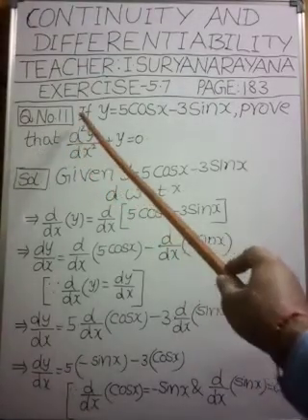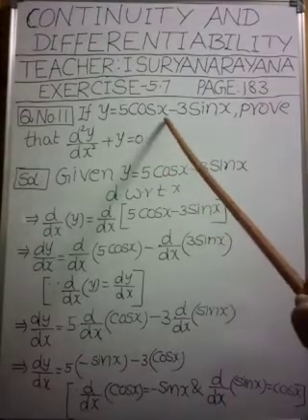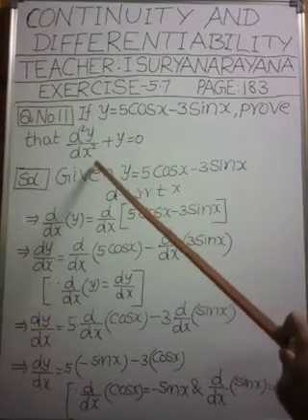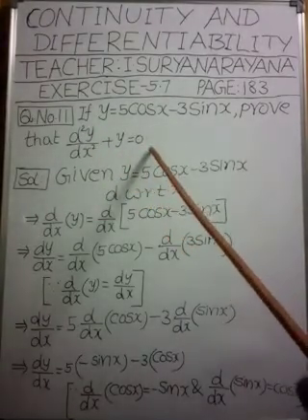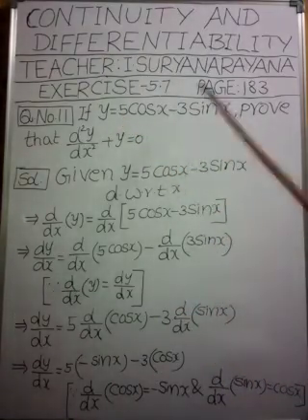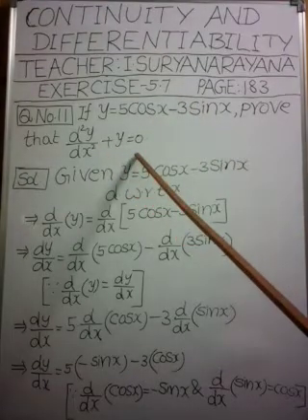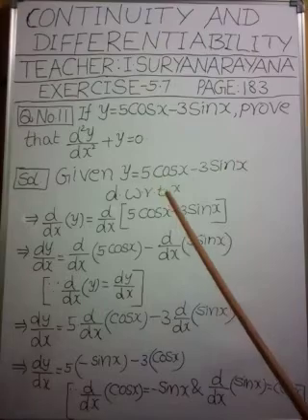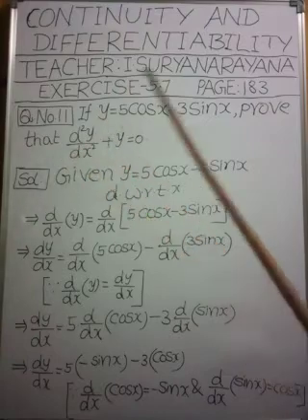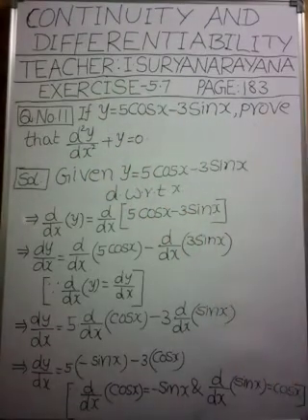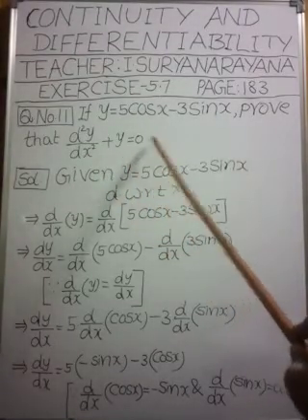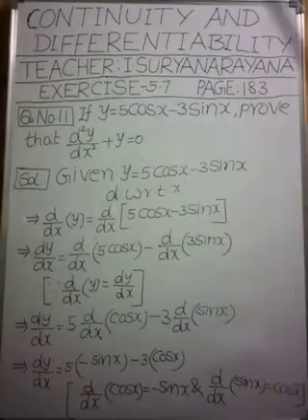Question number 11. If y is equal to 5 cos x minus 3 sin x, prove that d square y by dx square plus y is equal to 0. Understood the question, my dear children? Here a function is given. We have to prove this statement. To prove it, what are the values to be found? d square y by dx square. Then we substitute in the equation d square y by dx square plus y, and we get the RHS value.